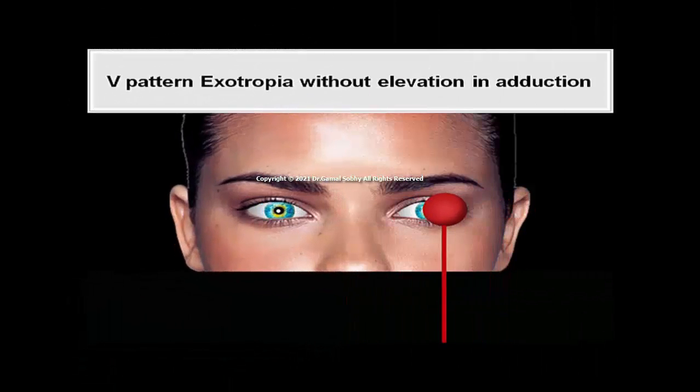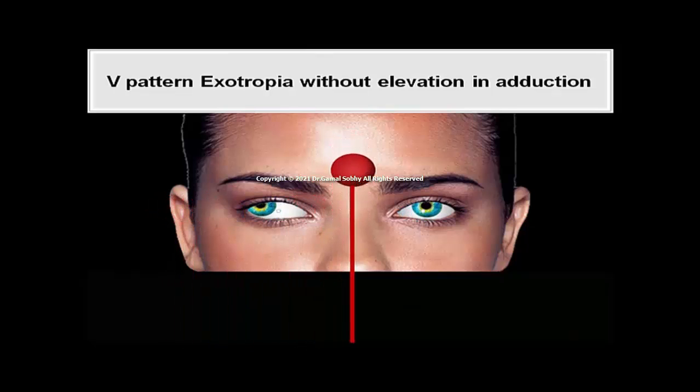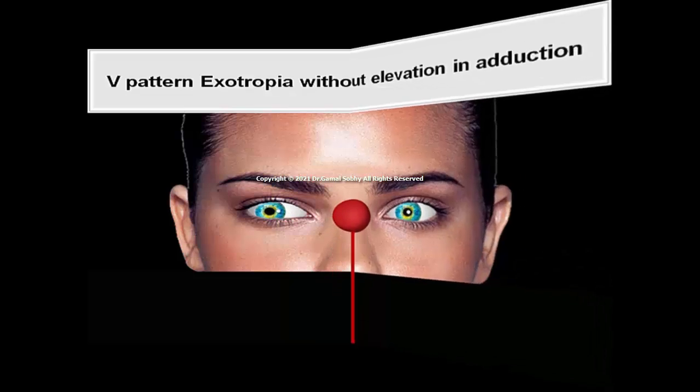In V pattern exotropia without elevation in adduction, a horizontal surgery and, if the deviation is of significant magnitude in downward gaze, downward transposition of the medial rectus muscle and upward transposition of the lateral rectus muscle are indicated.